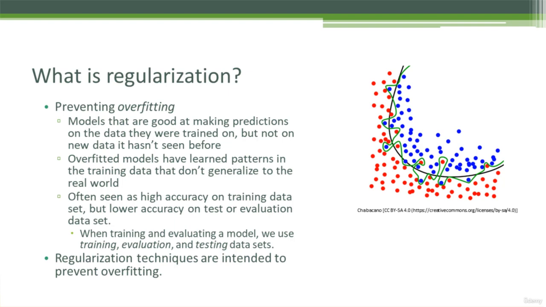So if you see a high accuracy on your training data set, but a lower accuracy on your test set or your evaluation data set, that's nature's way of telling you that you might be overfitting. Let's take a step back here. This is probably the first time I've used the word evaluation data set.